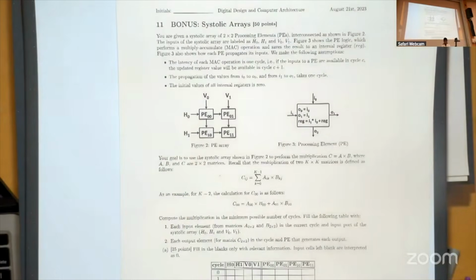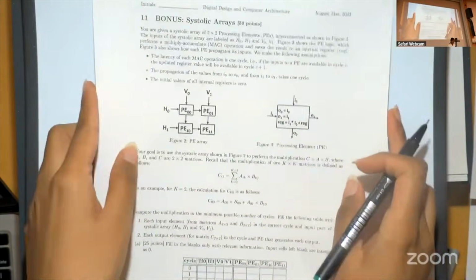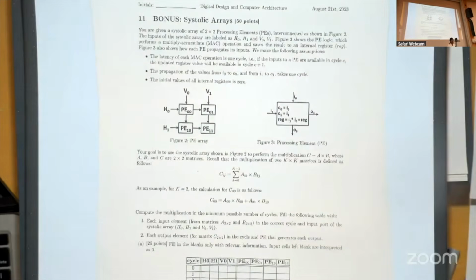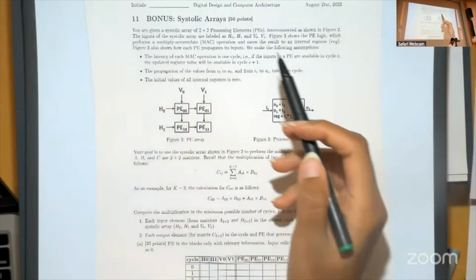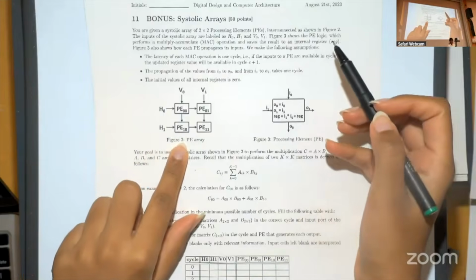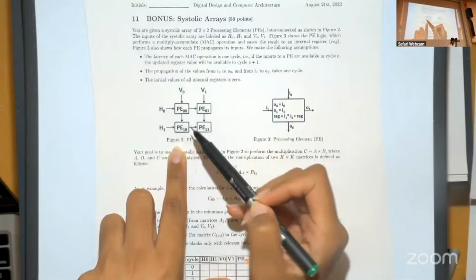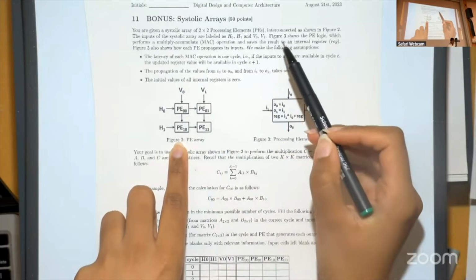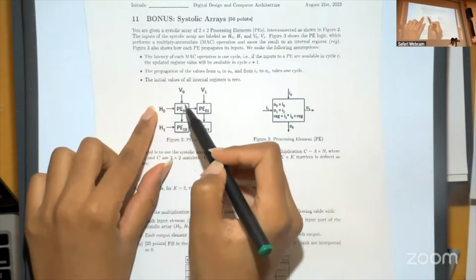So let's move to the third question. This is systolic arrays. You are given a systolic array of 2 by 2 processing elements, PEs, interconnected as shown in figure 2 here. The inputs of the systolic array are labeled as H0, H1, V0, and V1. And figure 3 shows the PE logic. So this figure 3 shows the logic of each of these PEs.